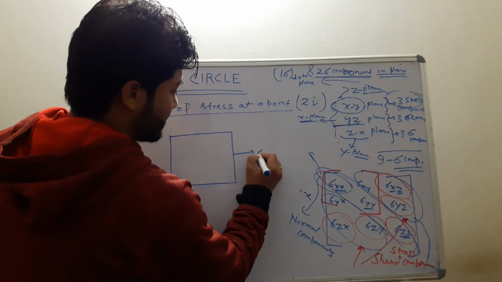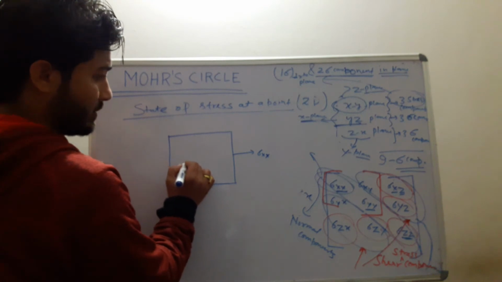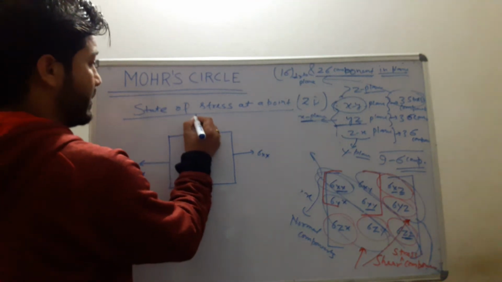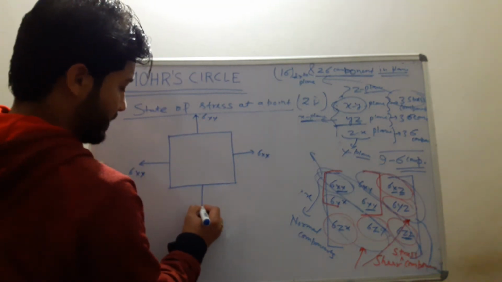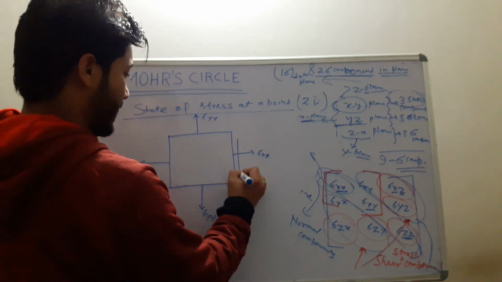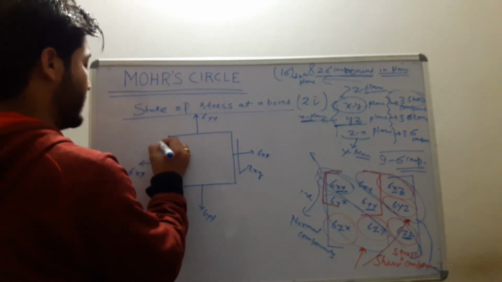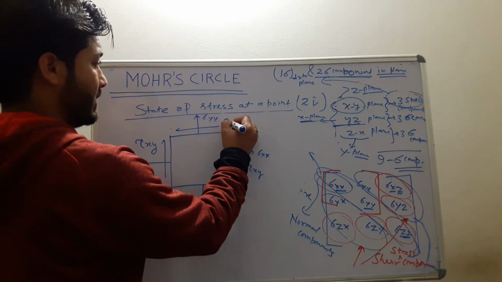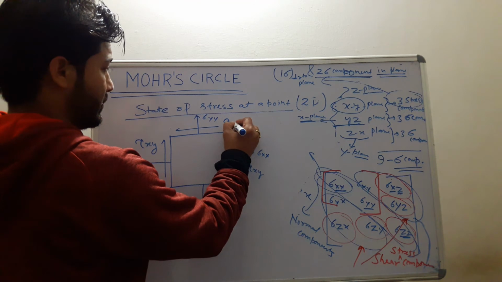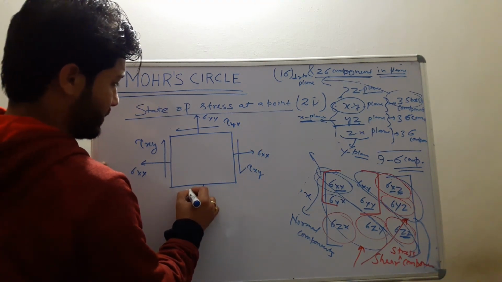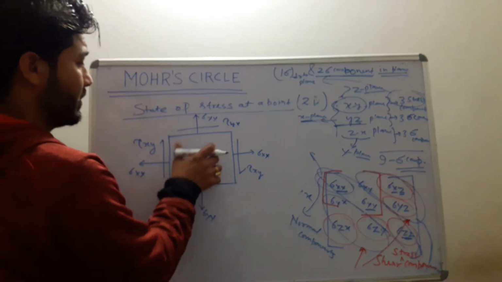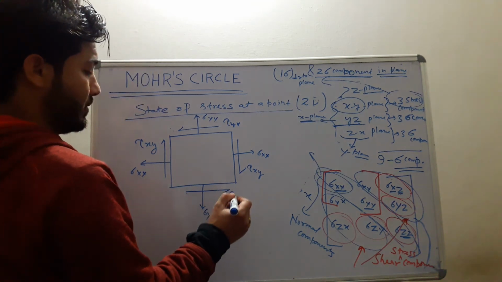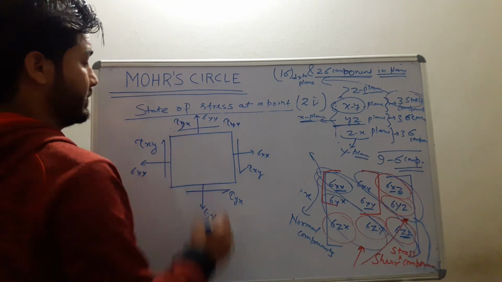It will look like this: sigma xx, and on the other parallel plane, sigma xx again; sigma yy, and sigma yy again; and this will be tau xy, another tau xy. This one is clockwise, so there will be a complementary shear stress, tau yx, which will be anti-clockwise.